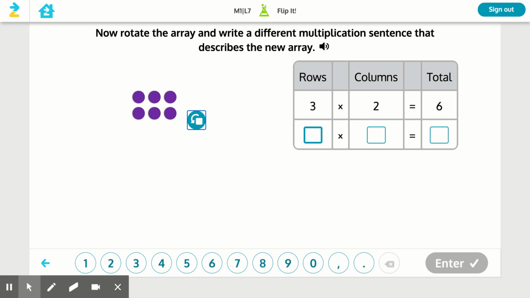When we flipped our array, we no longer had 3 rows, we now have 2. So my first factor is 2. We're going to multiply by our columns. We now have 3 columns. And we still have 6 total counters. When we flipped our array, our new multiplication sentence is 2 times 3 equals 6.